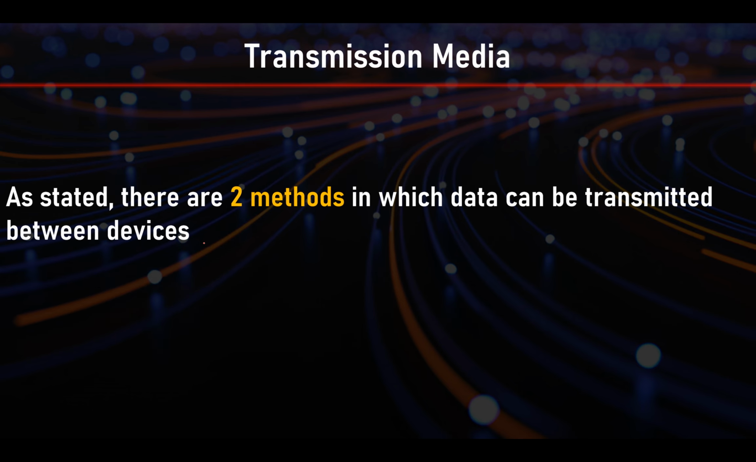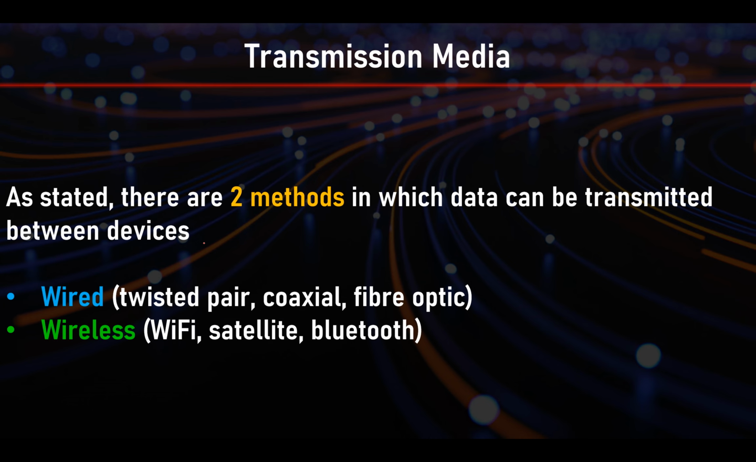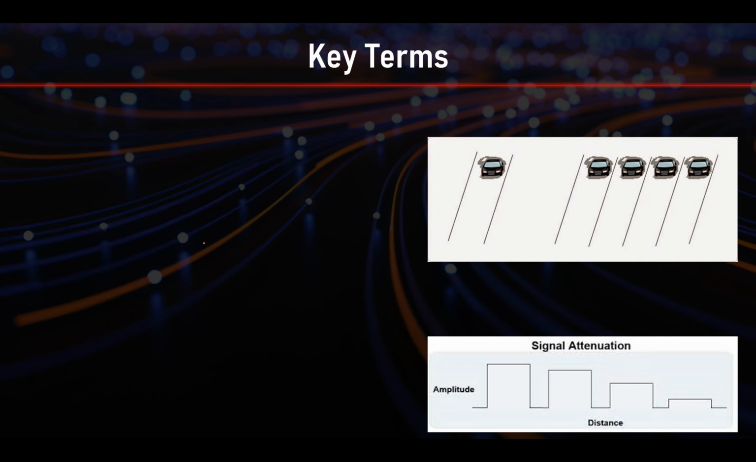As stated, there are two methods in which data can be transmitted between devices. That's going to be wired, so twisted pair, coaxial, fibre optic, and I think we did briefly mention those in the last video. Although I made that nearly a week ago now, so I can't really remember too well. Then wireless, so we're going to look at Wi-Fi, satellites, and also Bluetooth. Bluetooth is not really mentioned in the book that much, although you could list it as a wireless transmission medium too.